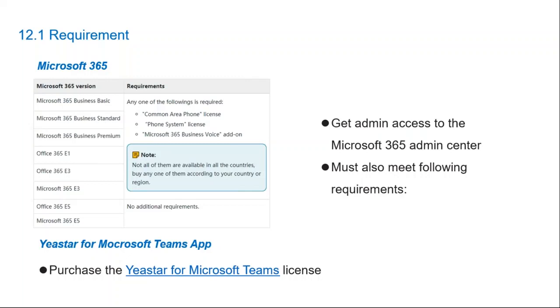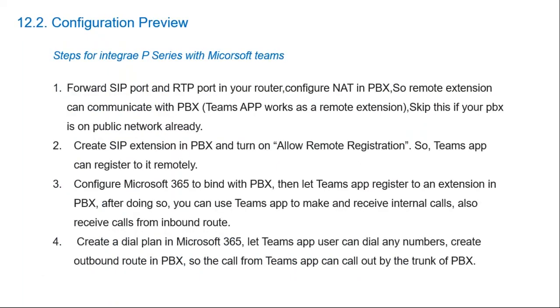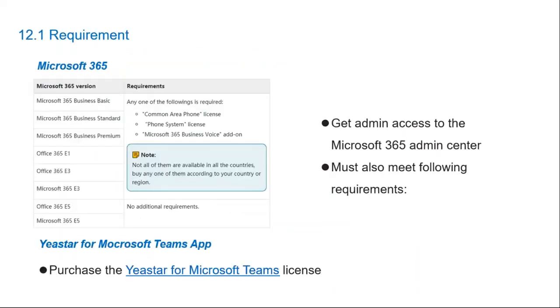Then the next step is we're supposed to purchase one more application on the Microsoft AppSource. We're going to jump into the AppSource to purchase another application, which is called Yeastar for Microsoft Teams. We need to purchase the license for this application on the AppSource. Guys, AppSource is more like an App Store for Microsoft. So you're supposed to jump into the AppSource and get Yeastar for Microsoft Teams.